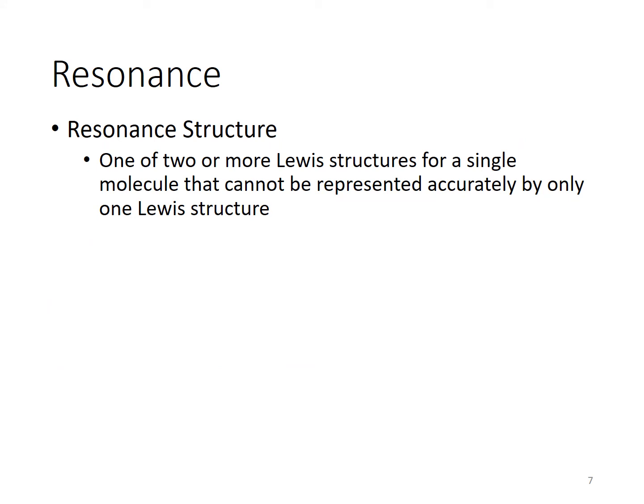Okay, so lastly, resonance structures. I know I've been alluding to it a little bit here already. When we have one of 2 or more Lewis structures for a single molecule that can't be represented accurately by only one Lewis structure, then we need resonance structures. The problem with Lewis structures is we have to show exactly where the electrons are, localized in one individual area. That is sometimes not the case, which is what's so challenging about this. So that's why we sometimes have to do that.